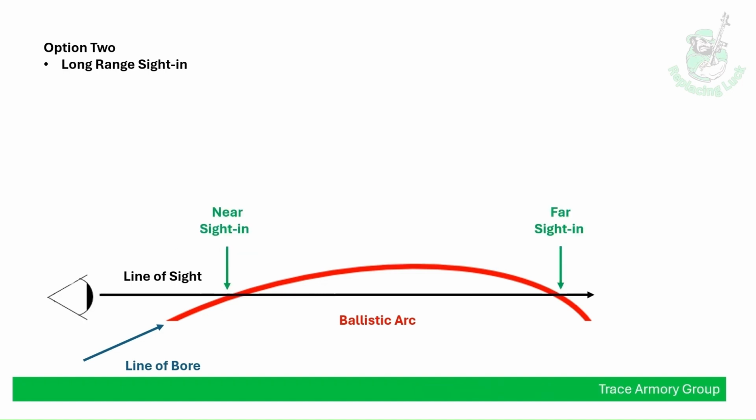Now we're going to talk about the long-range sight-in. On a long-range sight-in, the trajectory arc crosses the line of sight twice, once near, once far. This would be a 50-200 for like an AR-15, or even a 25 on the short side and 300 on the far. You can even go as crazy as put in a 10 on the short side and a 400 on the far for like a 308 rifle.